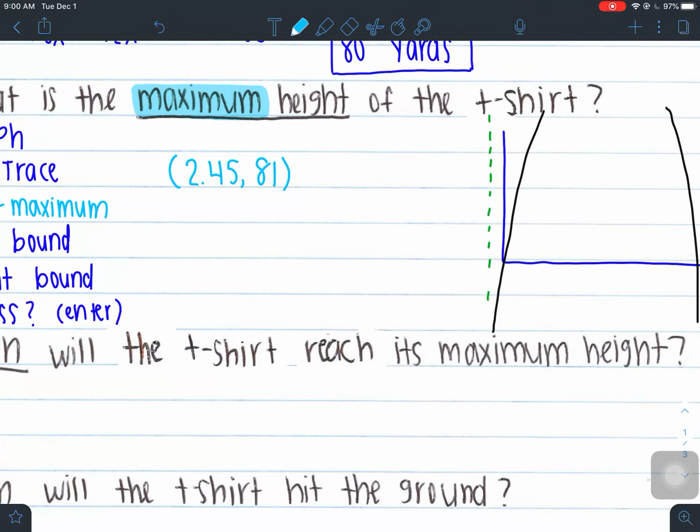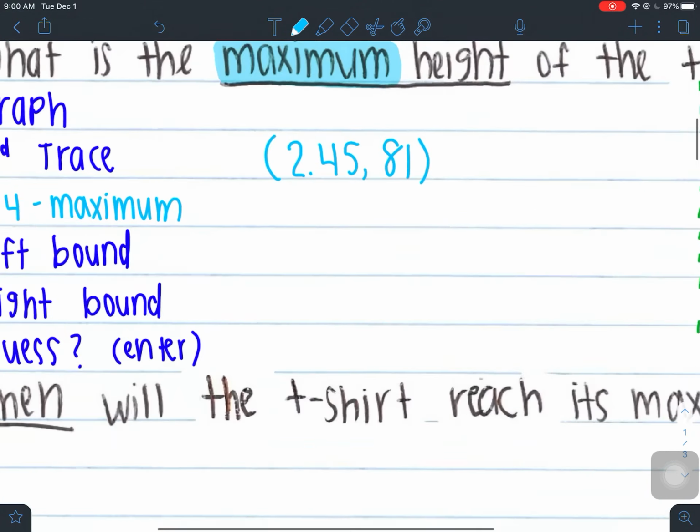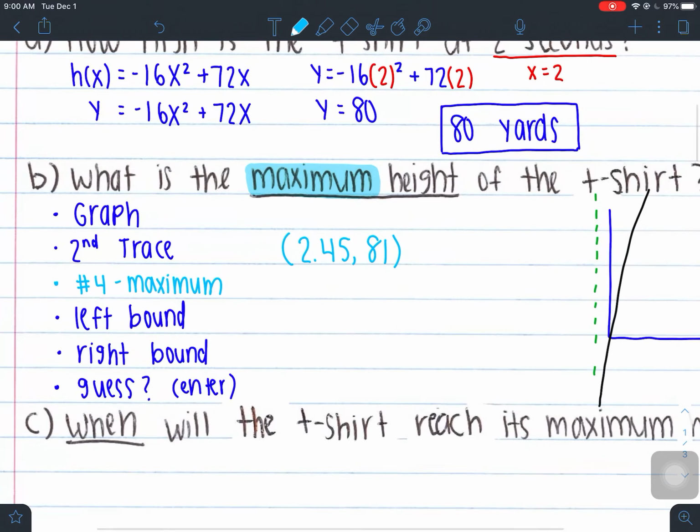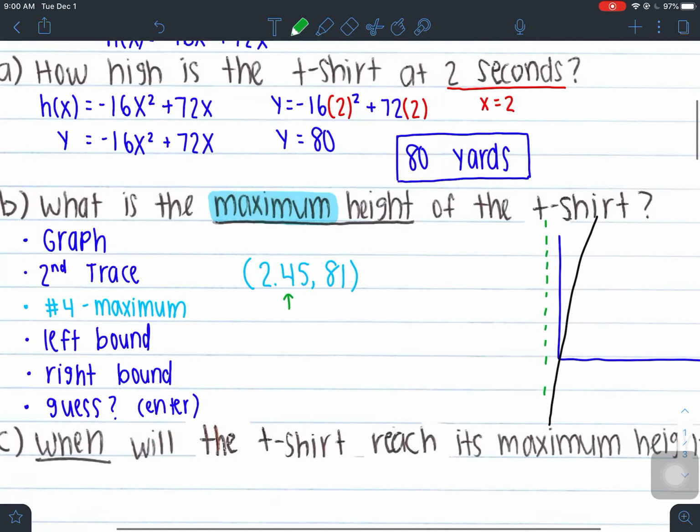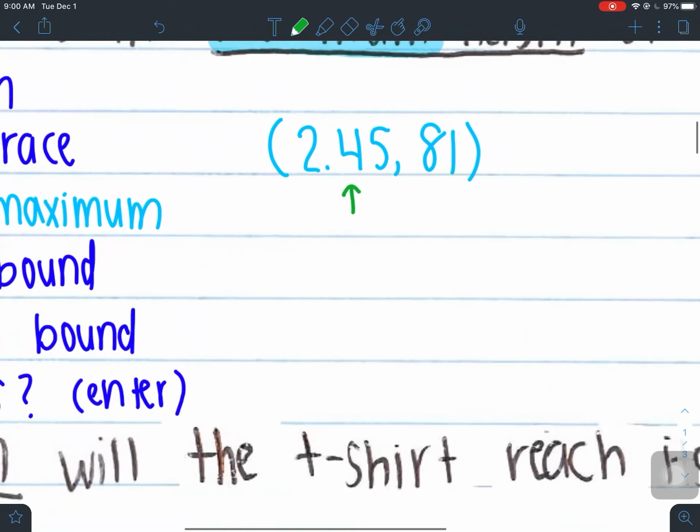Okay, but it's asking for the height. So the question is, what part of this is my answer? Because they're asking for the height of the t-shirt. They give you an ordered pair. They give you an x and a y. Well, what does your x represent in this problem? Your x is your time in seconds. So this is actually seconds. So what does that mean your y values are? Your y values are your height. So this is your height here.